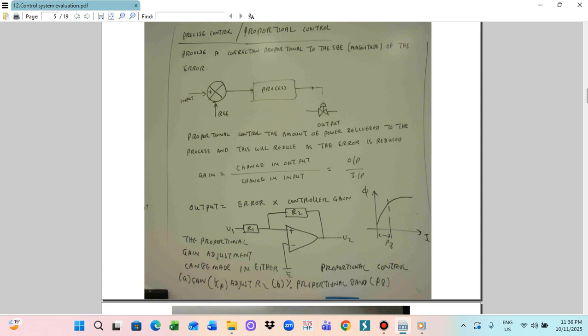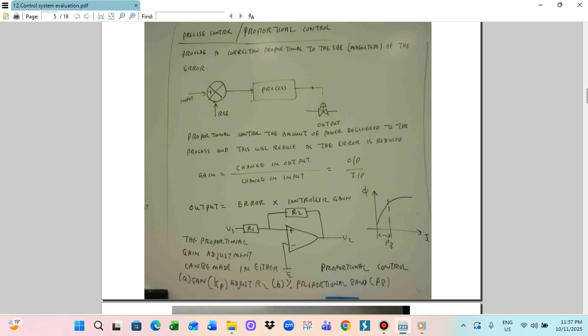So this is the diagram for the proportional control. The input will be V1 into R1. So this is the positive. This is R2, and also V2. So this will be the negative. So this is the proportional control.